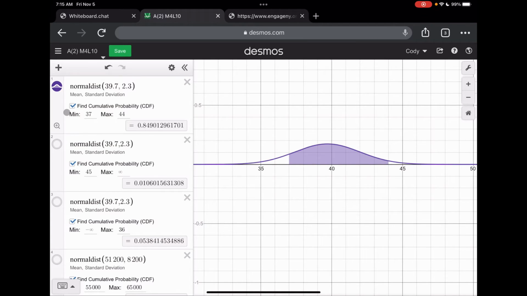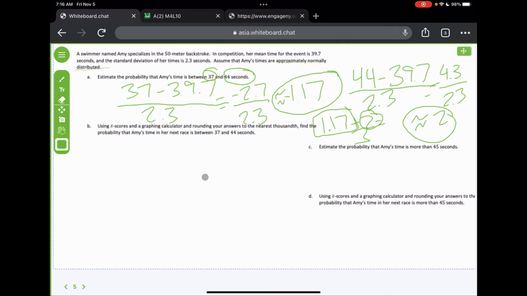Okay. So there's how you can see that in Desmos, or you need to be able to do this in your own calculator. You should be able to go to the graphing or into the statistics functions and type these in somehow. All right. So this says using z-scores and a graphing calculator. Well, we just did the z-scores with a graphing calculator, and we said it was going to be about 0.85 or 85%.